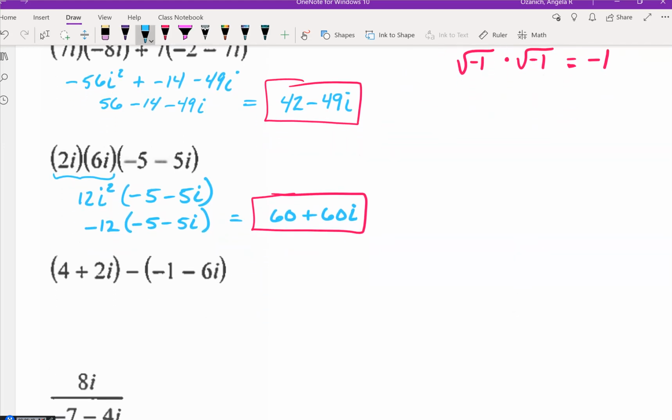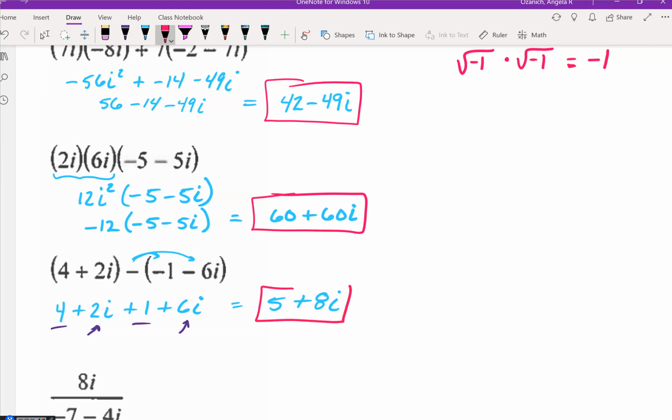Well, for this one, since we're subtracting, I'm going to multiply through by a negative 1 first and then combine like terms. So it's going to be 4 plus 2i. And then it looks like it's going to be a plus 1 and plus 6i, and then I am just going to combine like terms. So I notice here that my like terms 4 and 1 can be combined, and then also my 2i and 6i can be combined for a 5 plus 8i answer for that particular type of problem. Just combining like terms, distributing that negative 1 first.